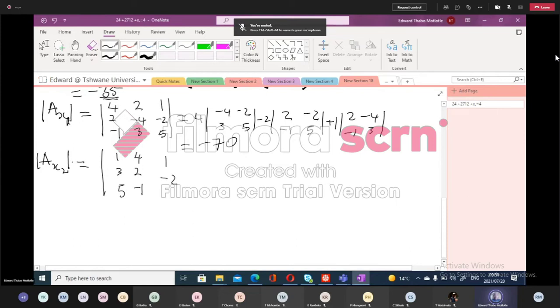1 minus 2 and 5, if I have copied correctly. And if you compute this correctly, it's going to be minus 105. Then we have A, x3. I don't want to go to the next page. I want to finish it here.